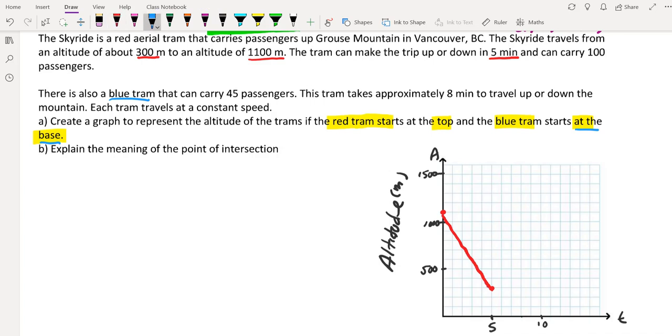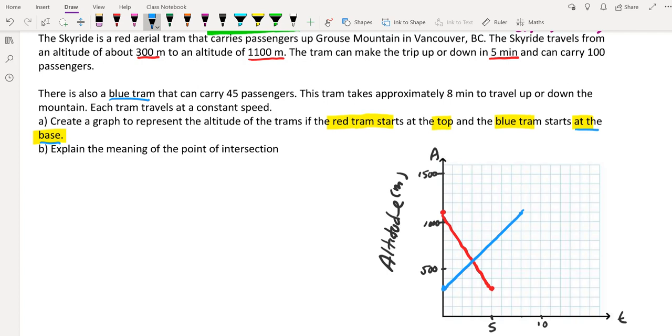Okay, so the base is at 300 meters. That's where the blue tram starts. And it takes 8 minutes to get to the top. So at 8-minute mark, going all the way up, and it reaches the 1100 here. So connect the two dots. And there we go. All right, so that graph represents the altitudes of the two trams.